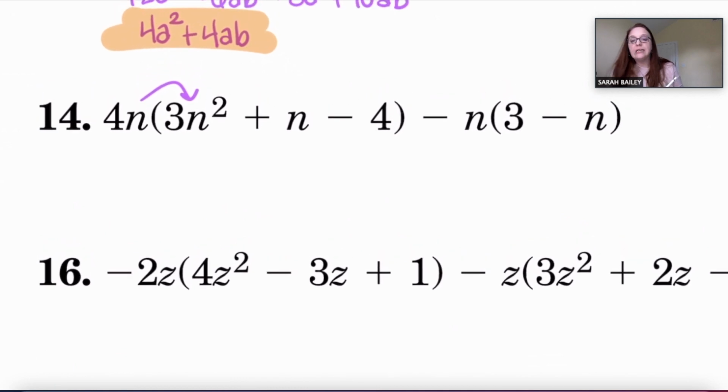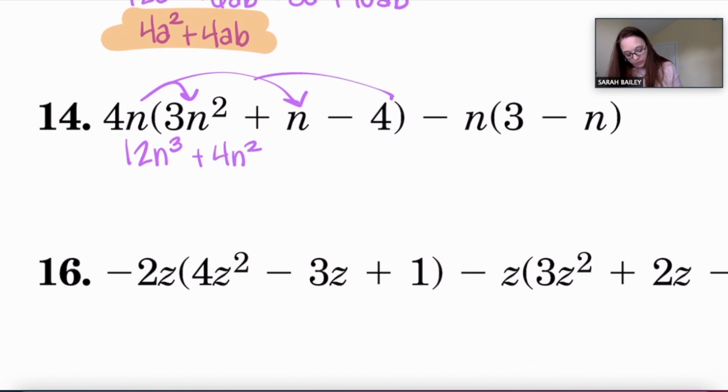So 4n times 3n squared will be 12n cubed. 4n times n is plus 4n squared. And 4n times negative 4 would be negative, so minus 16n. Now, this is why I wanted to do this one. In front of that n I'm getting ready to distribute is a minus sign. And we said that the minus sign outside of the parentheses just changed the sign of everything inside. And it does. So be careful about that.